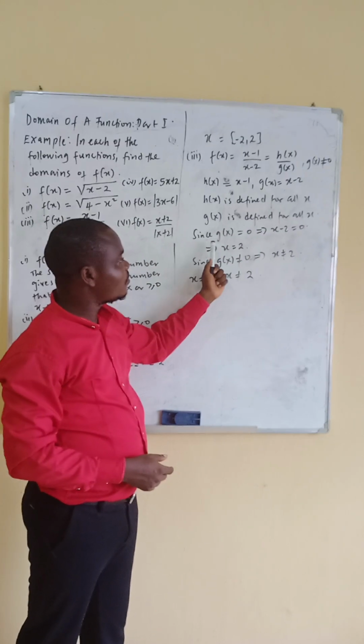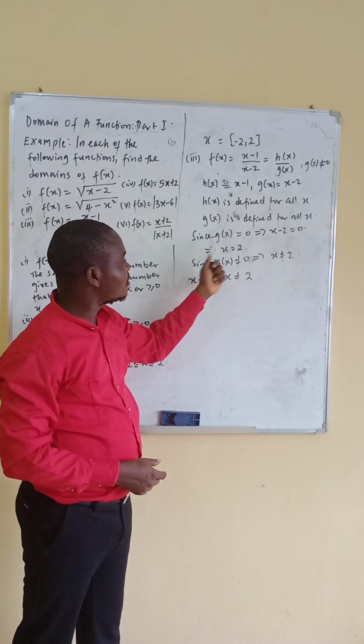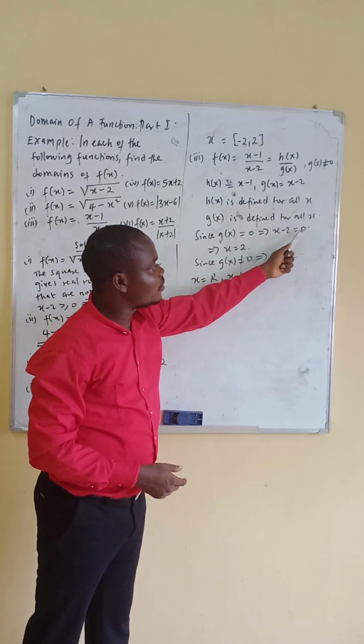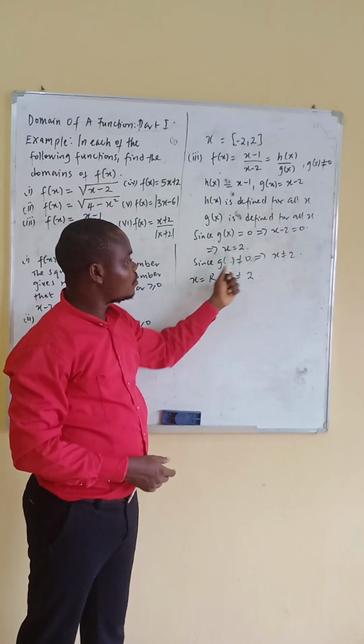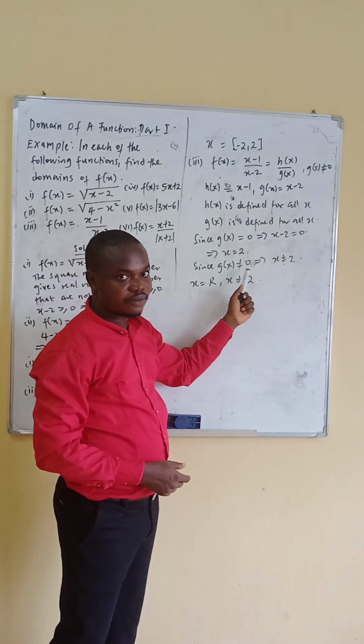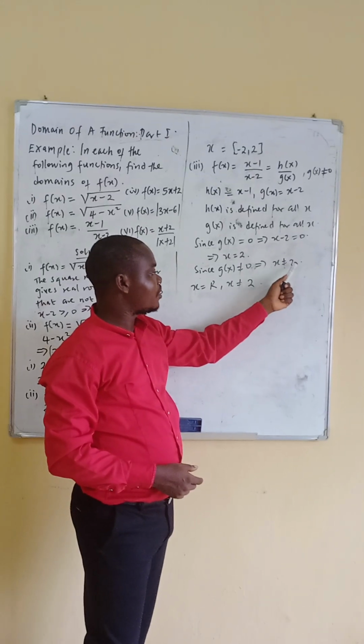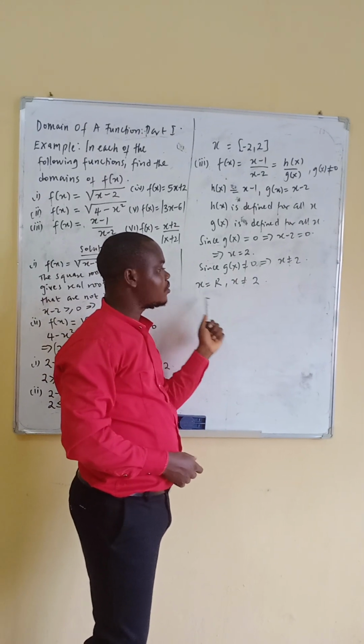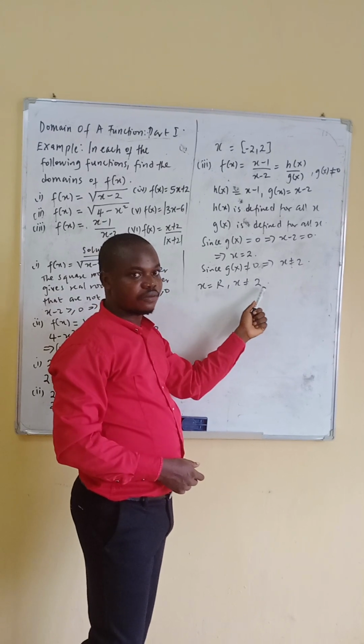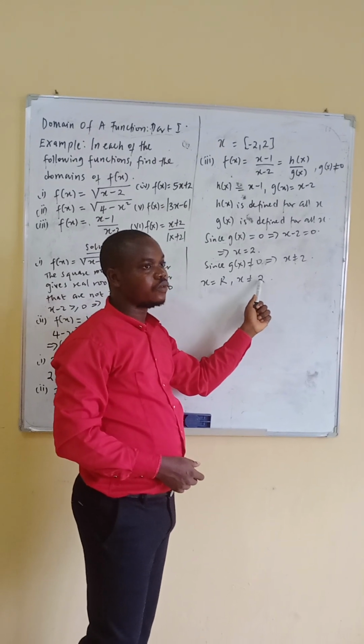But g of x is 0 if x minus 2 equals 0, implying that x equals 2. Since g of x must not be 0, it implies that x must not be equal to 2. So x is all real numbers, with the exception of 2, that is, x is not equal to 2.